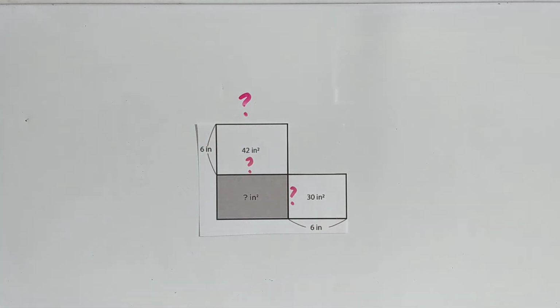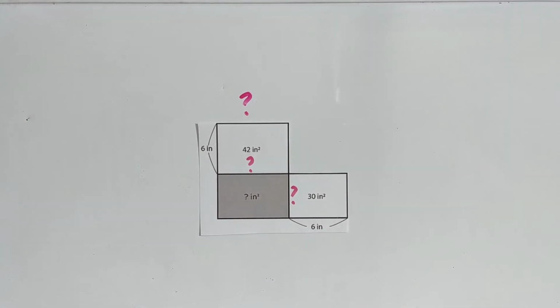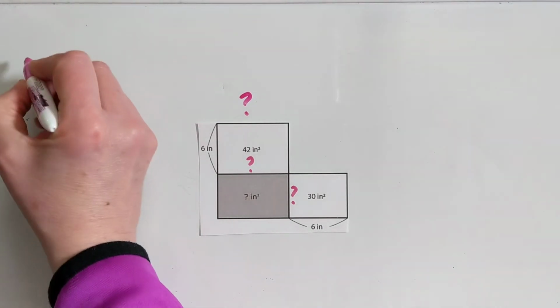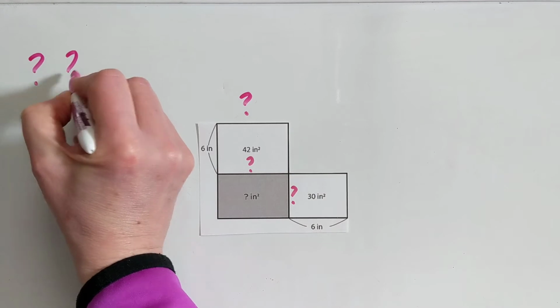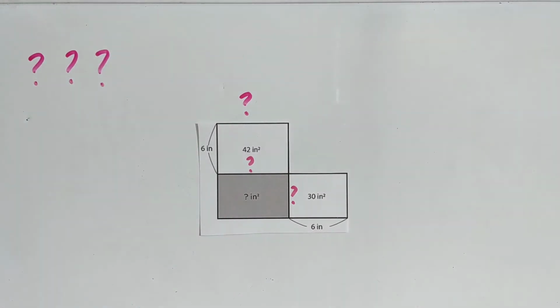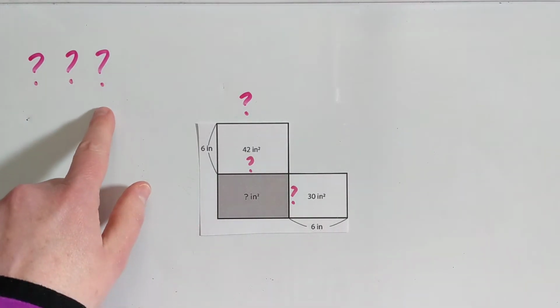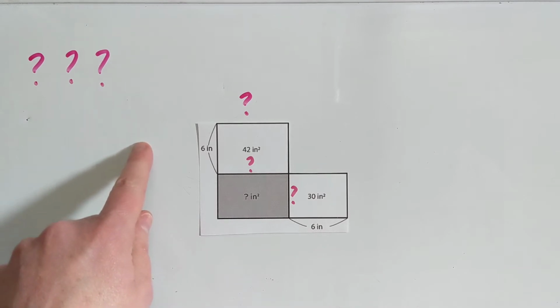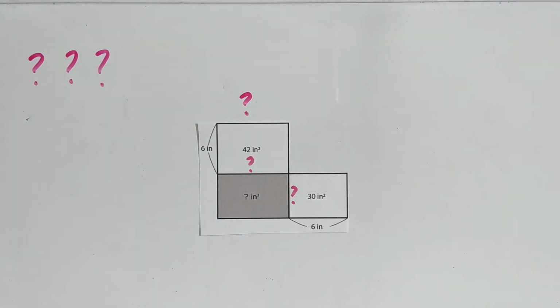For the first few, I've given you hints as to which sides you need to find. But as you get further on, those question marks will appear off to the side like this, and you will have to drag those text boxes with your mouse to the right location that you want to type in. Okay, let's get started.